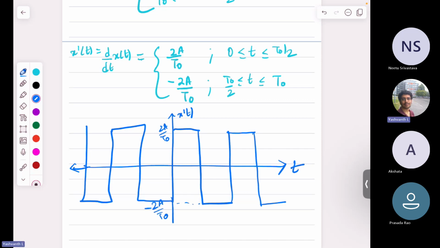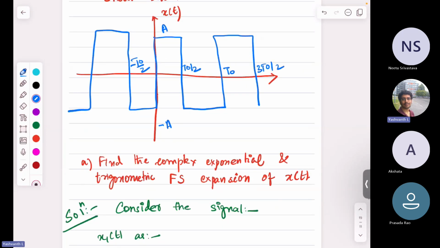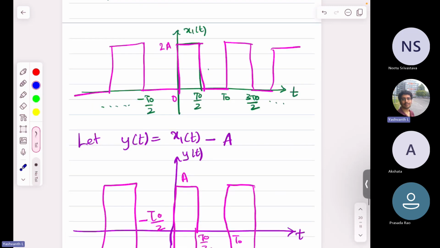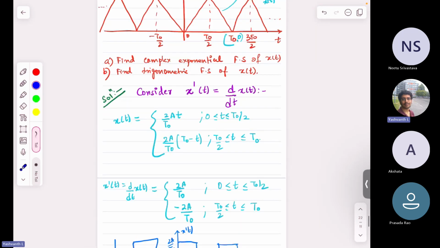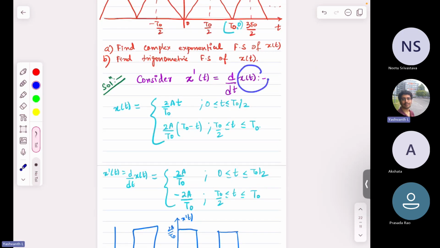Now, we already know the Fourier series of this. Our previous question was exactly this, except that now a is replaced by 2a by T naught. Then basically what it tells is: we know the Fourier series of the differential version of the actual signal. From that, try to get the Fourier series coefficients of the actual signal x of t. Okay, that is the idea.